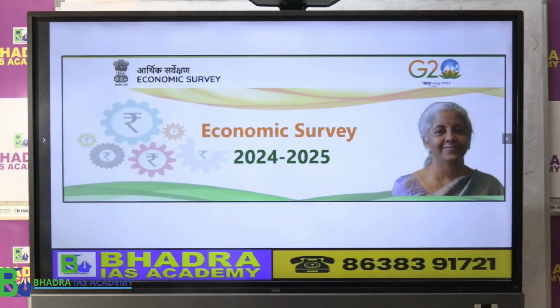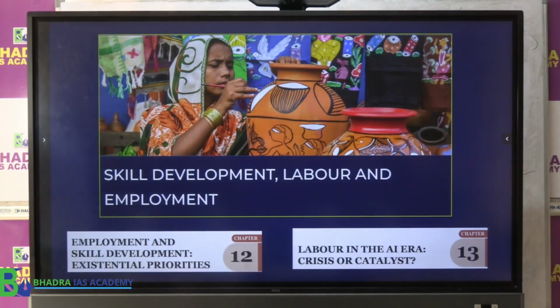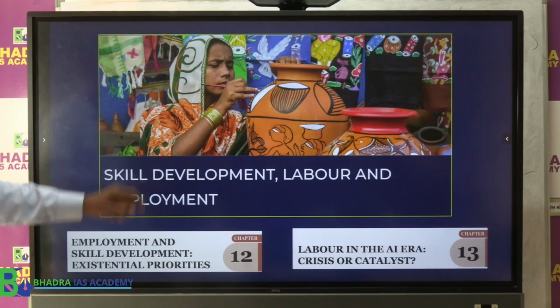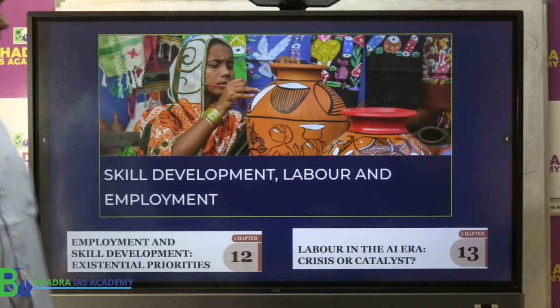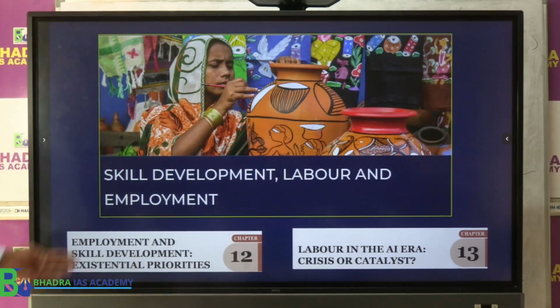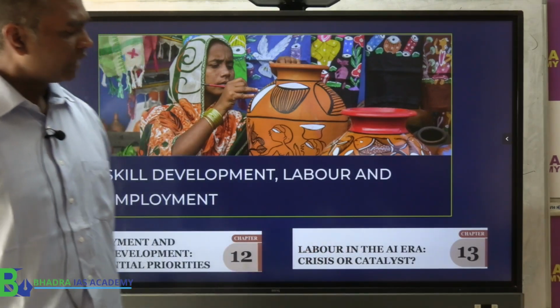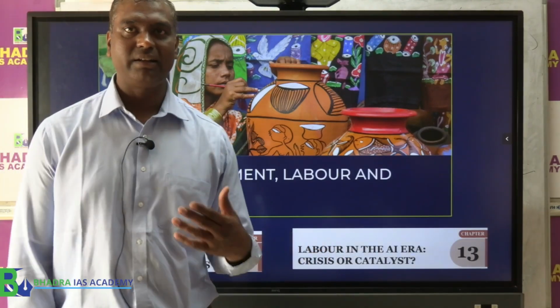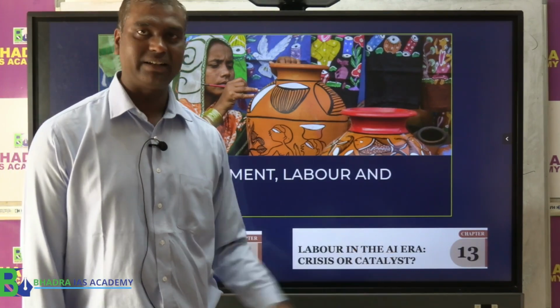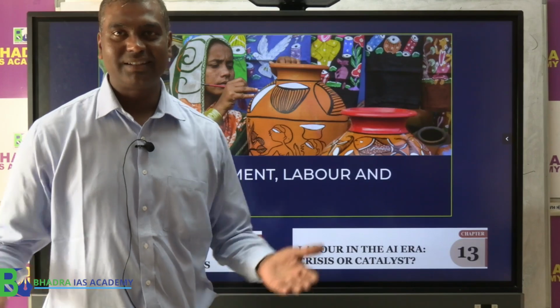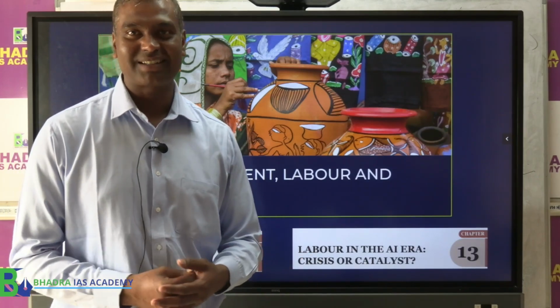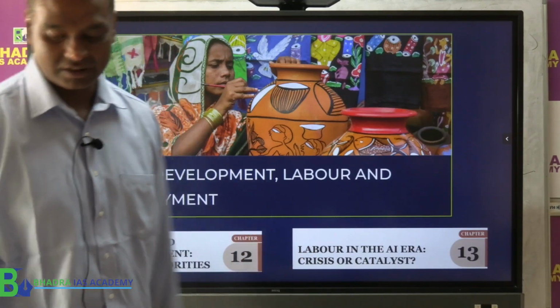Today in this discussion we are going to take two chapters, both related to a similar topic, that is what we call employment, skill development and labor as per the economic survey. Chapter 12 deals with employment and skill development and chapter 13 deals with labor. Chapter 13 mostly deals with the artificial intelligence era. What is the scenario for laborers? That is the topic they have discussed mostly.